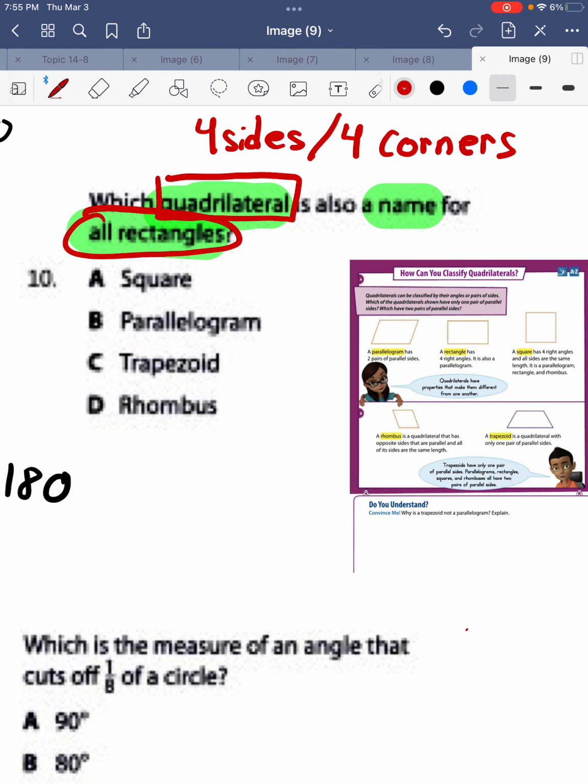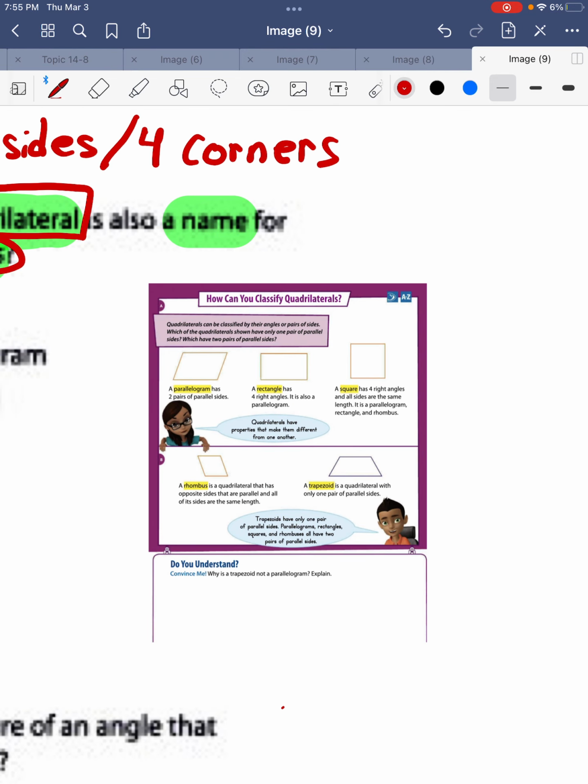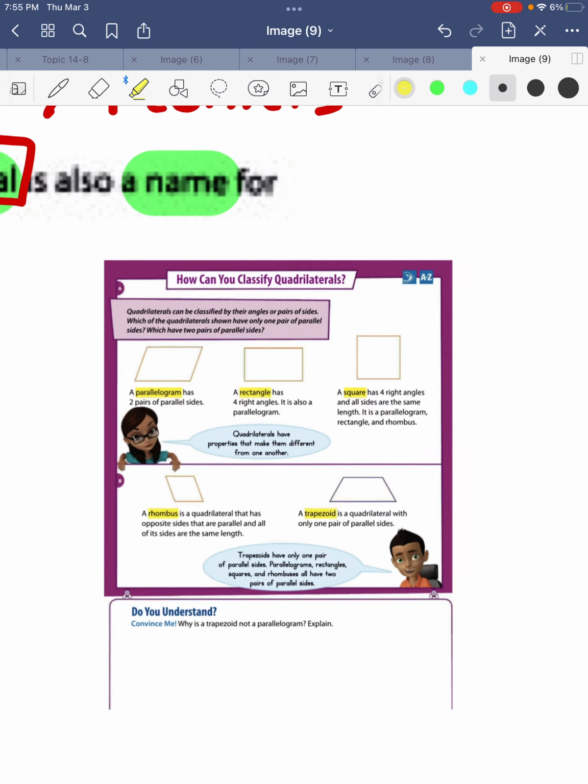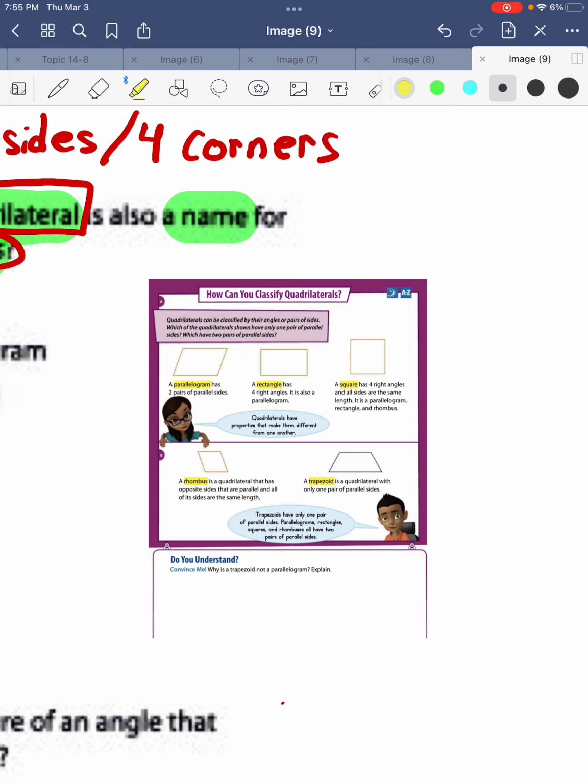So let me see if I can see what a rectangle is. A rectangle has 4 right angles and it is also a parallelogram. So it says it right here, it is also a parallelogram. A rectangle is a parallelogram because it has 2 pairs of parallel sides. So it has one here, another here, another here.